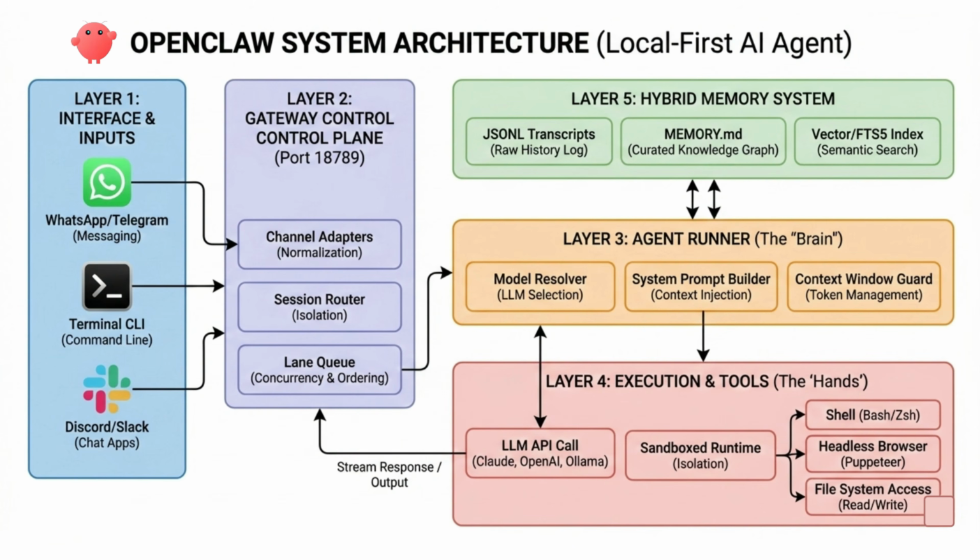So to summarize the overall architecture: layer 1 collects the input, layer 2 normalizes, isolates, and queues it, layer 3 plans the task and consults layer 5 for memory, and layer 4 executes the shell commands safely.